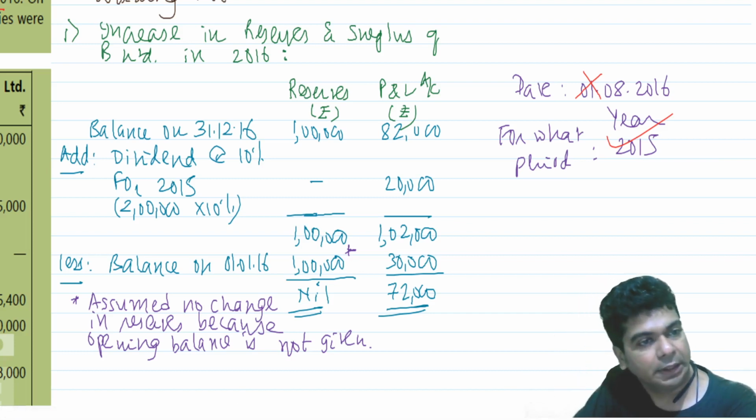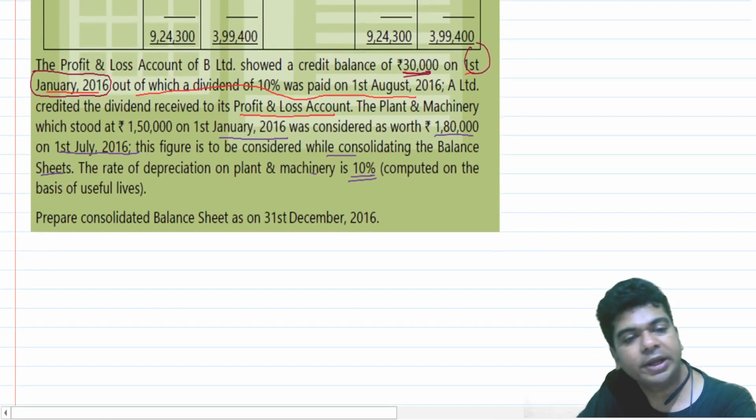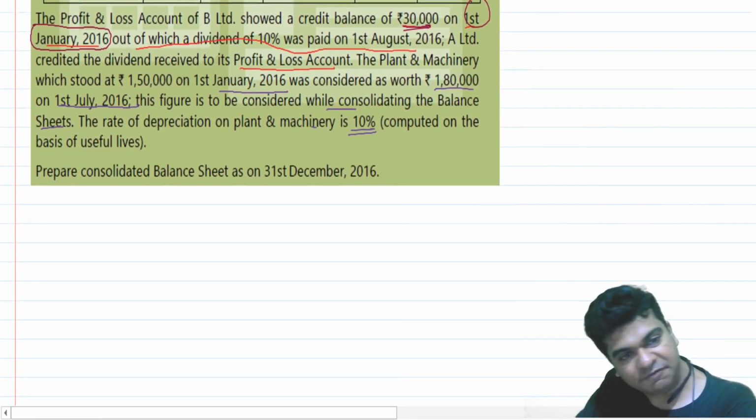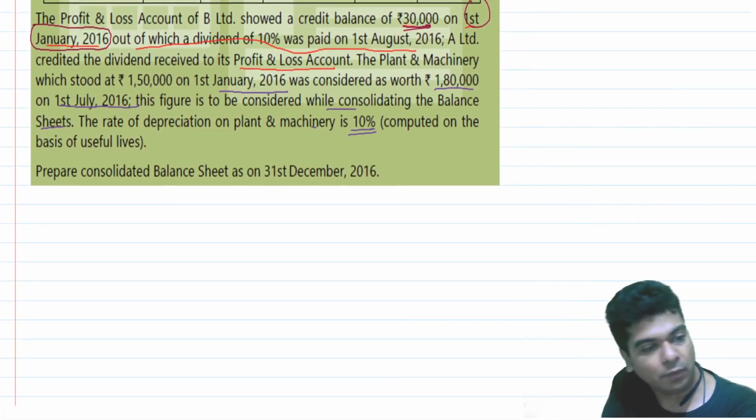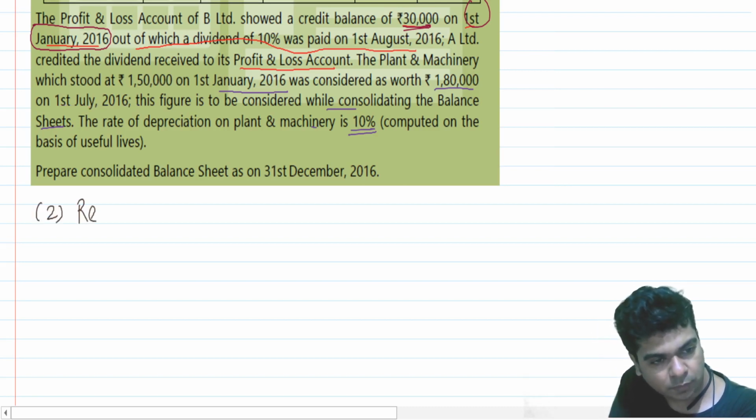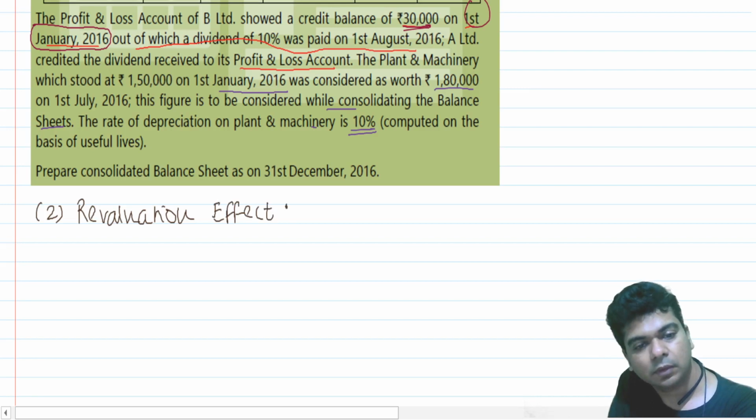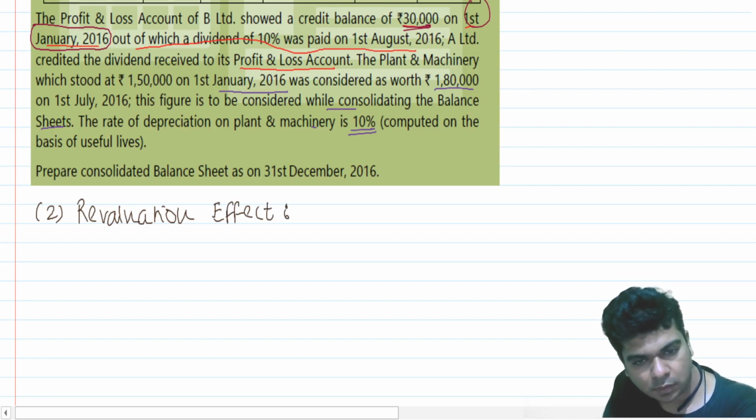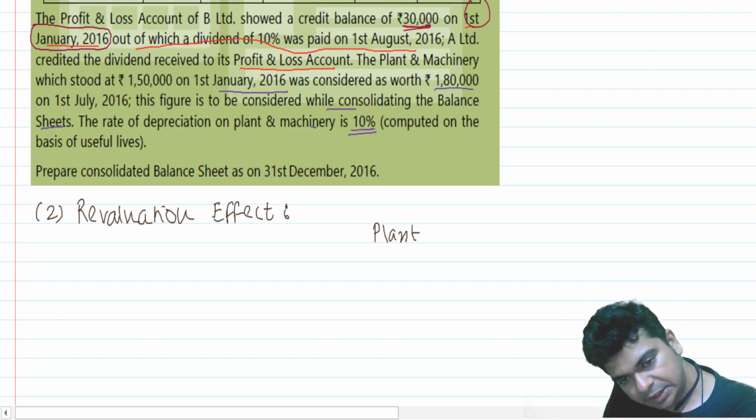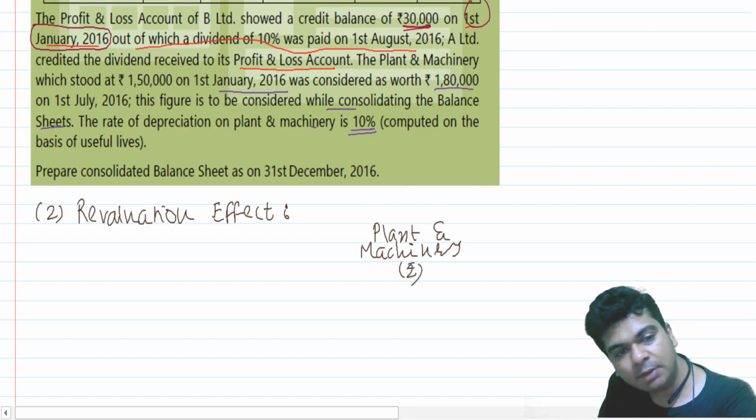Okay, great. We do have a point of revaluation. I would like to give the effect of the revaluation now. So I say as a second working note, revaluation effect. It is plant and machinery that is getting revalued. So I prepare a column. Only one asset is changing in value, the plant and machinery.